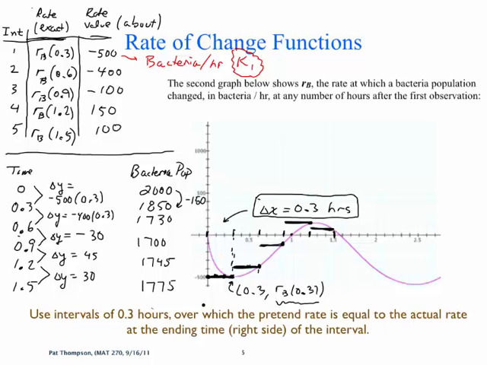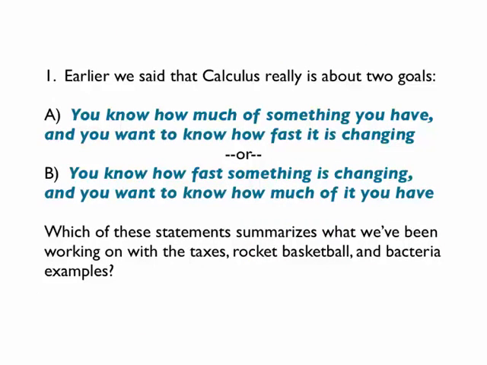Can I erase this? Okay, so earlier we said that calculus is really about two goals. You know how much of something you have and you want to know how fast it's changing, or you know how fast something is changing and you want to know how much of it you have. So which of these statements is what we've been working on since we started with the taxes, rocket basketball, and the bacteria examples? Everyone think to yourself.